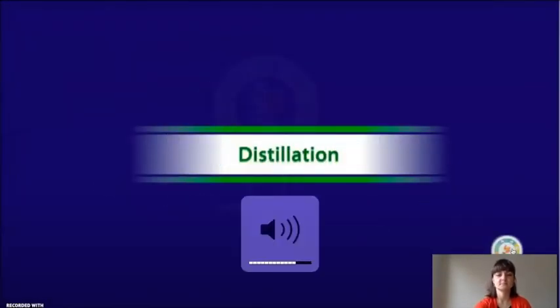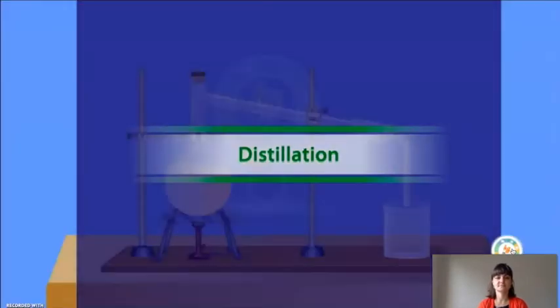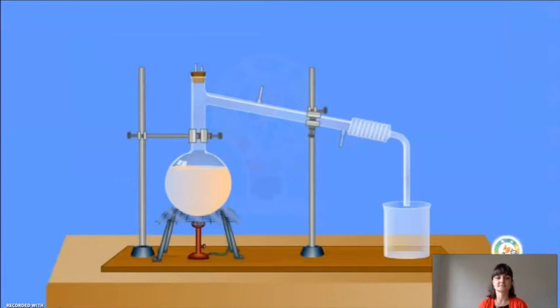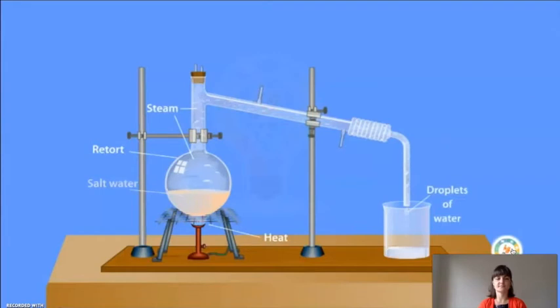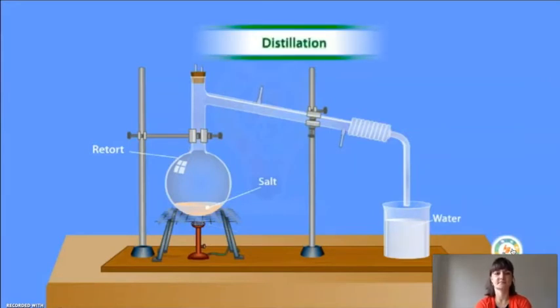Distillation is a method of obtaining pure liquid from a solution. In this process, the solution is heated so that the liquid evaporates. Let's understand this with an experiment. Take some salt water in a retort and heat the retort till the steam comes out of it. We will see the steam getting collected inside the beaker in the form of droplets of water. The steam condenses and reaches the beaker, and the salt is left behind in the retort. This method of separation of soluble solids from liquids is called distillation.